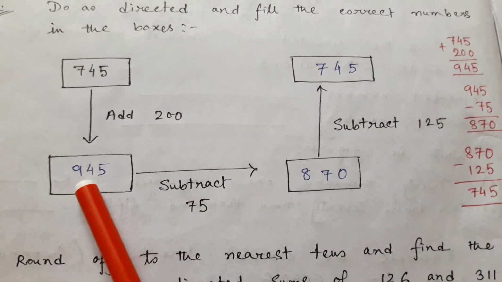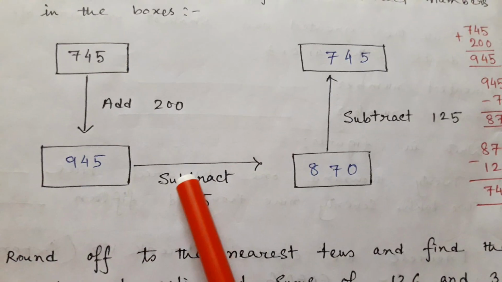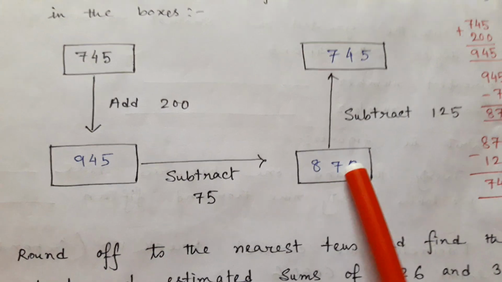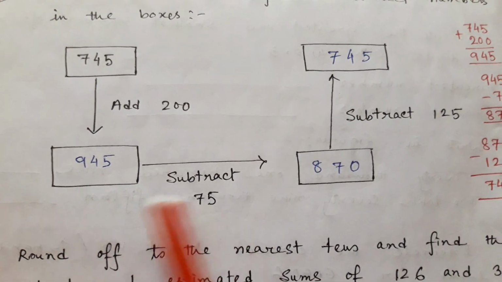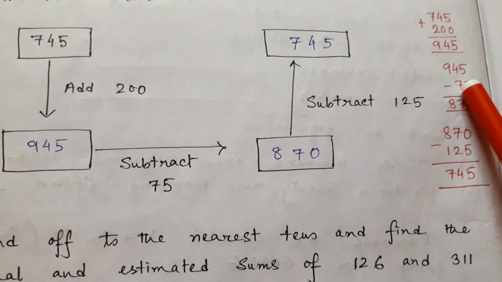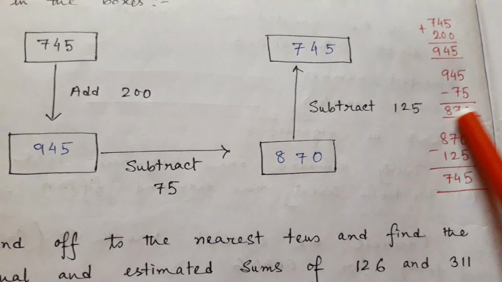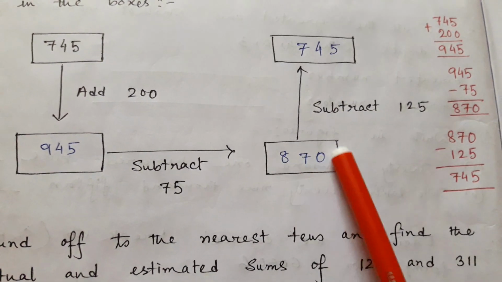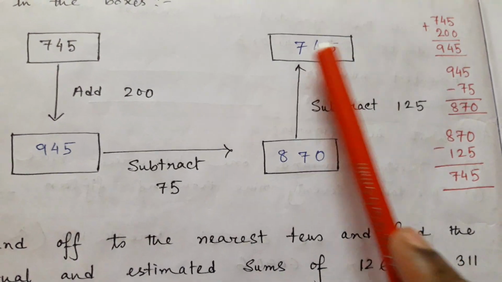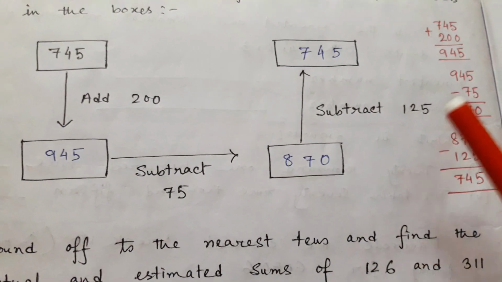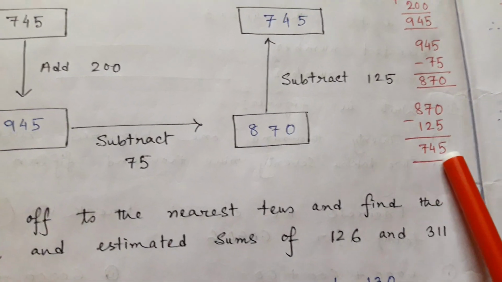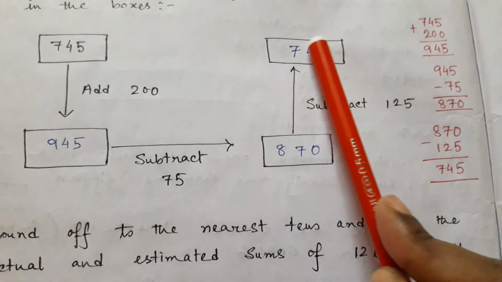So in this box we will put 945, and the next direction is subtract 75. So to get this required number in this box, we have to subtract 75 from this number. Okay, so in the rough we have to do minus, so that is 870. So in this box we will put 870. Now the next direction is subtract 125. So to get this required number, we have to subtract 125 from this number, and we have got here 745. So in this box we will put 745.